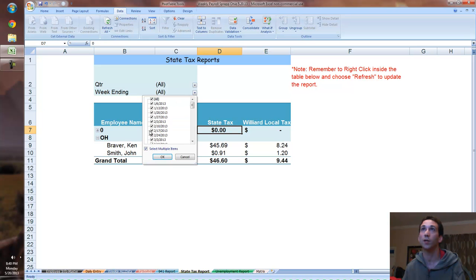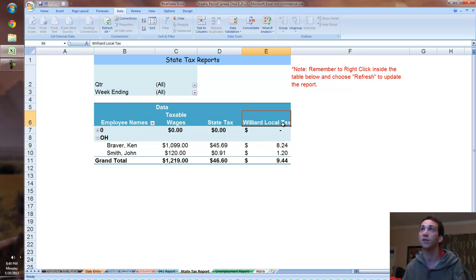The state tax report is already refreshed, but is under the same principles where you get to choose whatever week you want to look at. And it'll show you what the state tax is, and also this is a county in Ohio that this is the percentage that goes to that county. So this would be part of your state report, and you can change your quarters and everything like that.